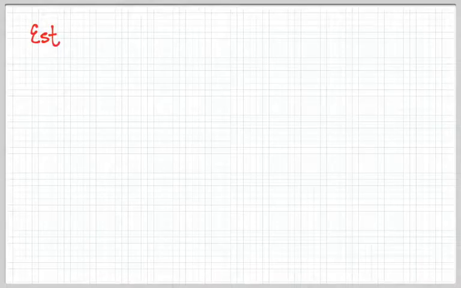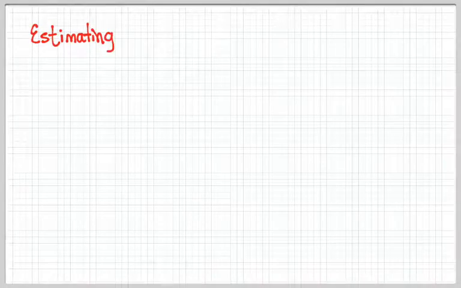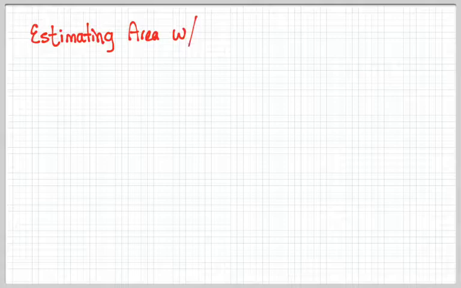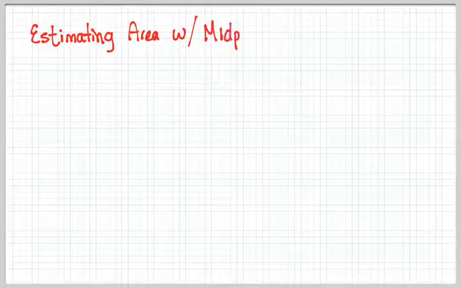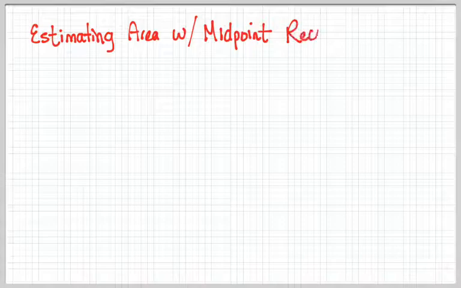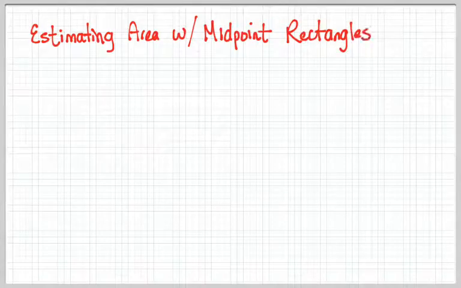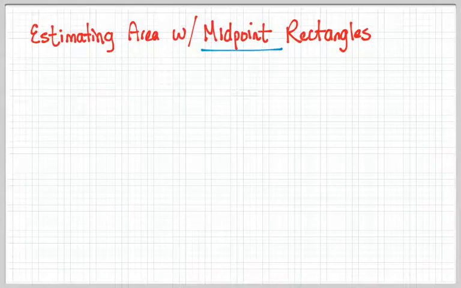Alright, so we get to the end of Chapter 2, 2.3.7, where we end up looking at estimating area with rectangles, but specific type of rectangles here is with midpoint rectangles. And this is going to build on the concepts we've learned with left and right. This is going to be kind of an extension of it.